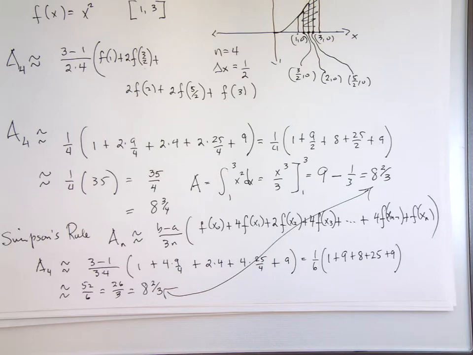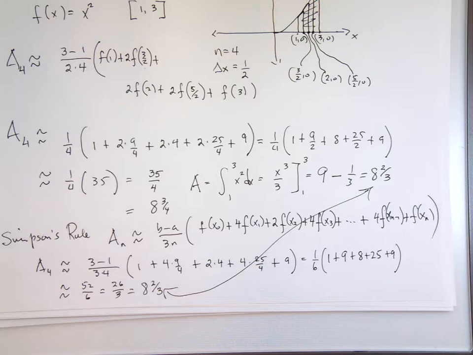Is that only for Simpson's Rule? Yeah, that's only for Simpson's Rule. For the trapezoidal rule, you could use n equals 3. But not for Simpson's Rule, because it has to start with 1, 4, and it has to end in 4, 1. So it's 1, 4, 2, 4, 1. That's n equals 4.